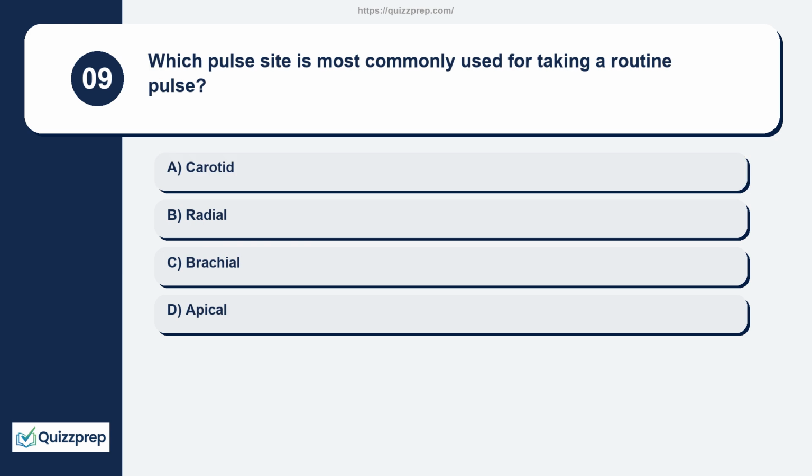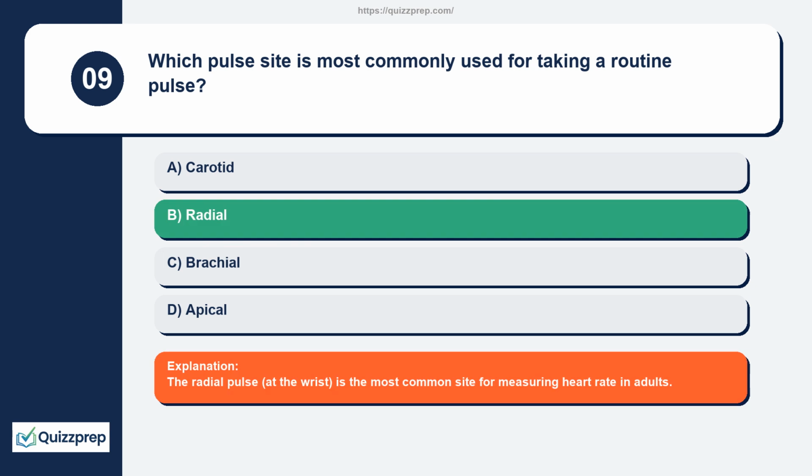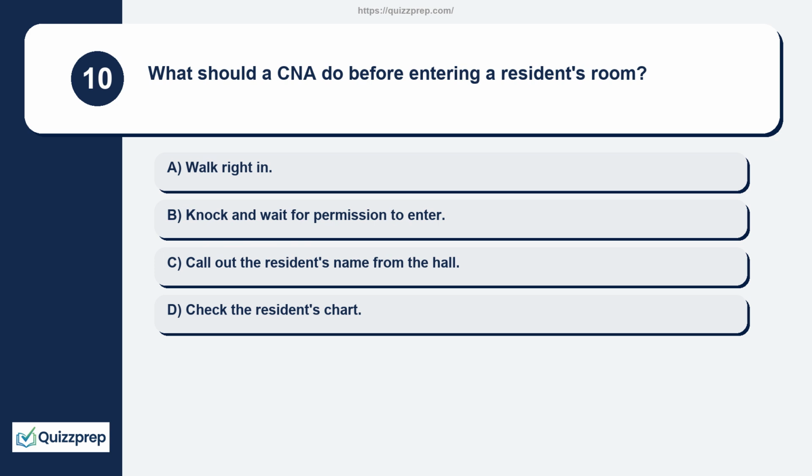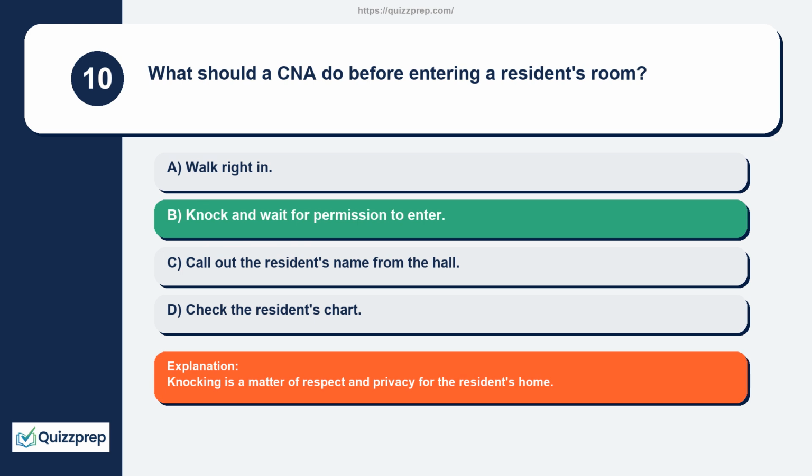Question 9. Which pulse site is most commonly used for taking a routine pulse? Carotid, radial, brachial, apical. The radial pulse, at the wrist, is the most common site for measuring heart rate in adults. Question 10. What should a CNA do before entering a resident's room? Walk right in. Knock and wait for permission to enter. Call out the resident's name from the hall. Check the resident's chart. Knocking is a matter of respect and privacy for the resident's home.